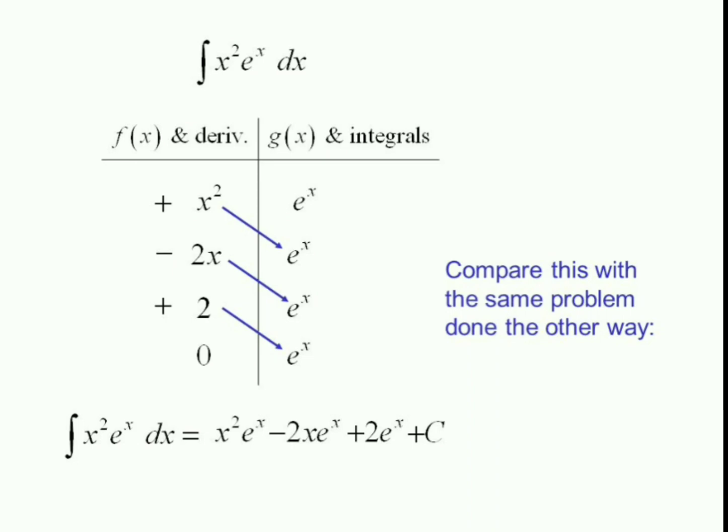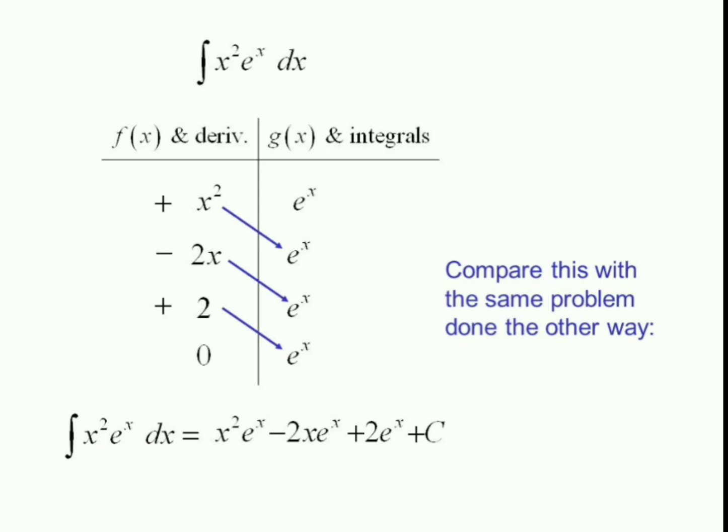So the first row is positive. Then our f(x) is x squared and the g(x) is e raised to x. Then the second row is negative, and the derivative of x squared is 2x. The previous says that the g(x) integrates repeatedly, so the integral of e^x is e^x.